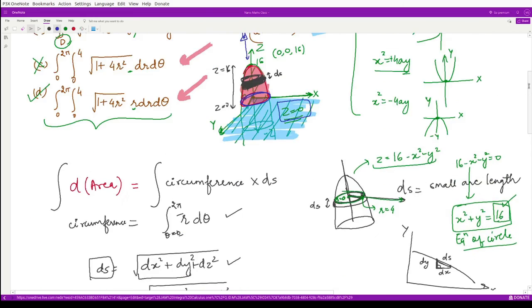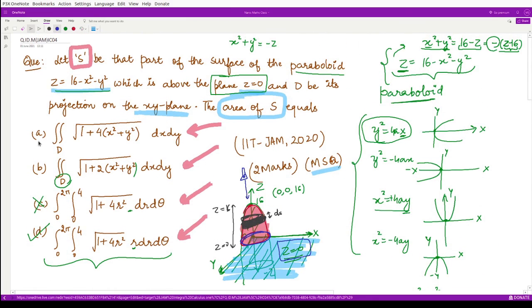So let's have a look at our options. Here you can see √(1 + 4(x² + y²)) dx dy is the correct option. So obviously the other one is incorrect. So we have two correct options here: option A and option D. I hope this question is clear to you.